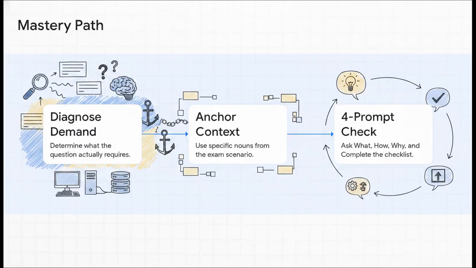Let's walk through this 4-step mastery path, because this is how you upgrade a basic factual statement into a high-level, perfectly reasoned explanation. Step 1, diagnose the demand. Figure out what the question actually wants from you. Step 2, anchor to context, using the nouns from their scenario. Step 3 is the 4-prompt check. Just ask yourself, what is it? How does it work? Why is it used? And finally, check for completeness. Are you missing any steps?